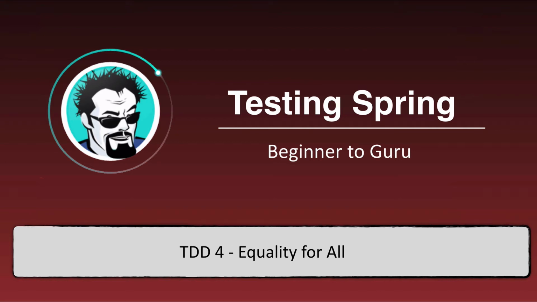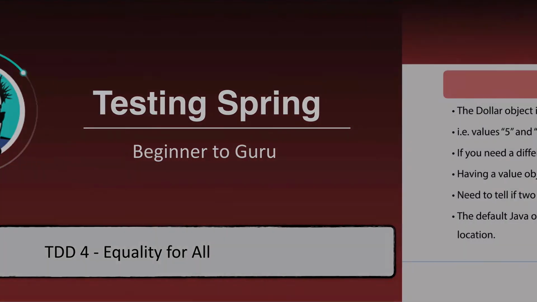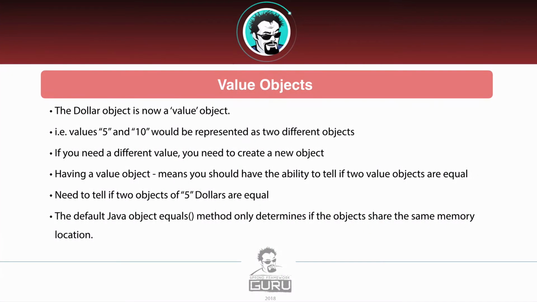In this video, we are going to look at the fourth chapter, Equality for All, in our test-driven development example here. Now, we refactored our dollar object to be, I'm using air quotes, value objects. It's kind of an older term, but still somewhat applicable to modern Java development because the dollar object essentially just holds a value. So values of 5 and 10 would be represented as two different objects. If you need a different value, you create a different object.